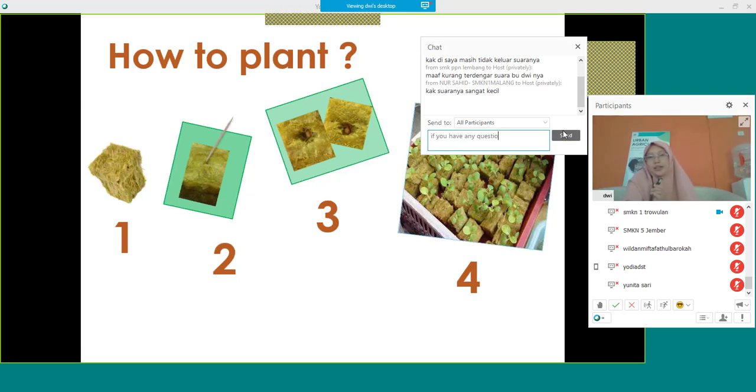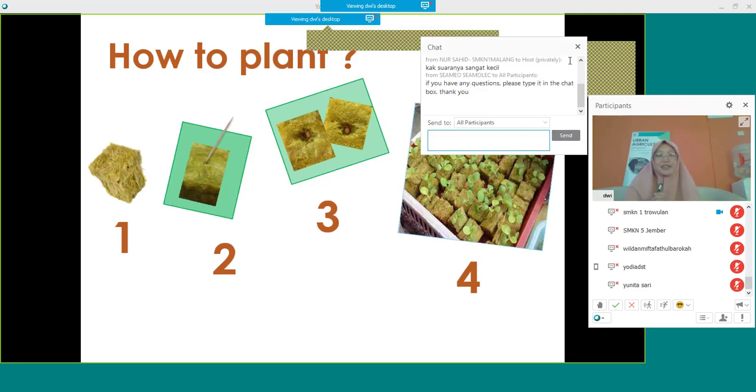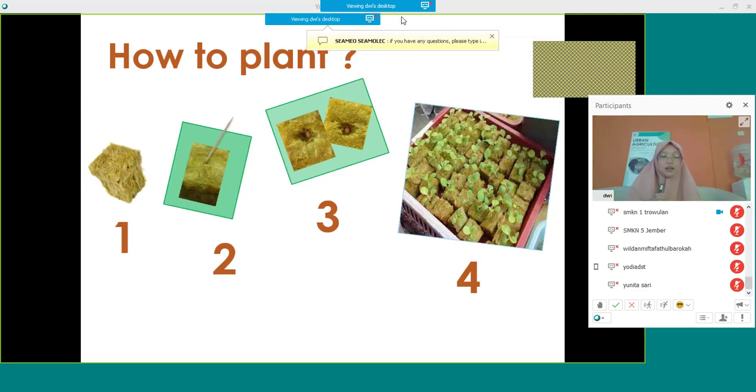After that, we move it into the set place until the seed germinates. After the seed germinates, we move it and place it where it is exposed to dim light, and after the leaves appear, we can move it into the hydroponic media, and then we give it direct exposure to light.